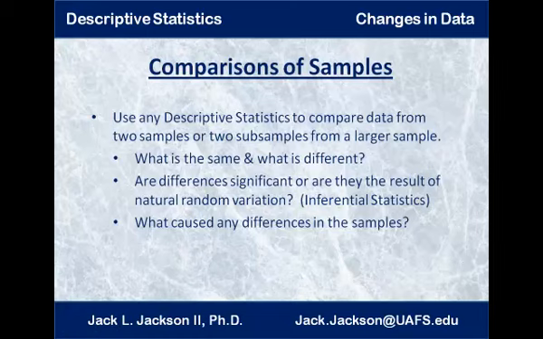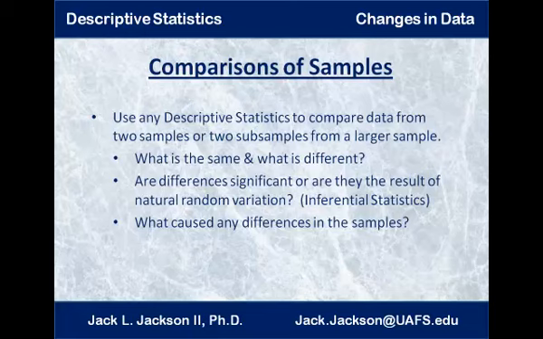Another thing we might want to do with data is compare two different groups together. These might be two completely different samples, or we take a large sample, and we might want to look at two subgroups or two subsamples for that. And we want to say, well, what's the same and what's different about this? And then, are the differences significant? Are they the result of natural random variation?